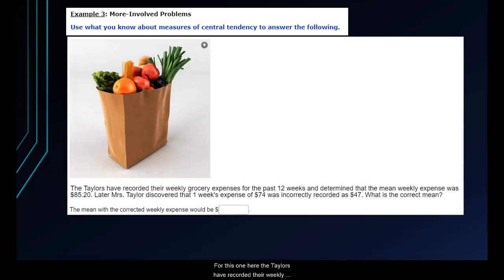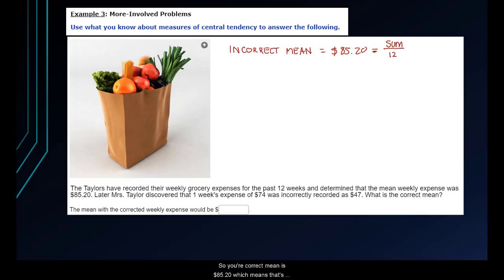For this one here. The Taylors have recorded their weekly grocery expenses for the past 12 weeks and determined that the mean weekly expense was $85.20. Later, Mrs. Taylor discovered that 1 week's expense of $74 was incorrectly recorded as 47. What is the correct mean?